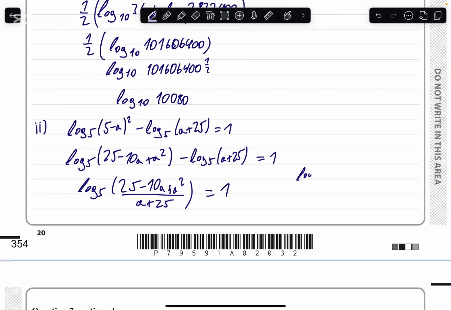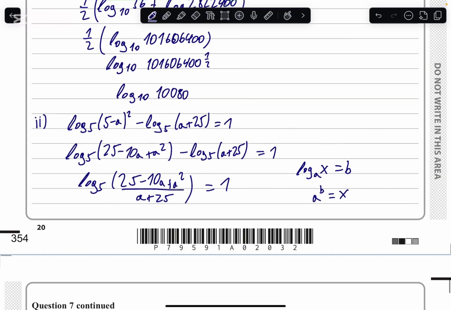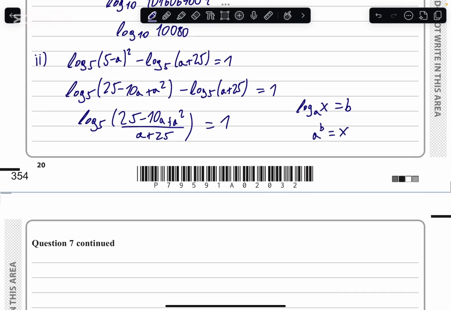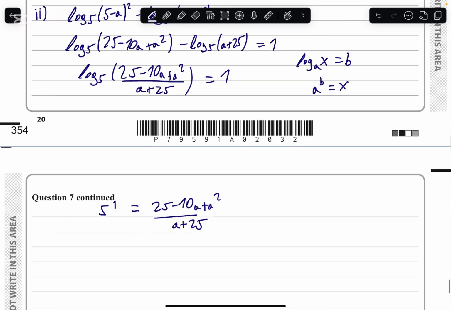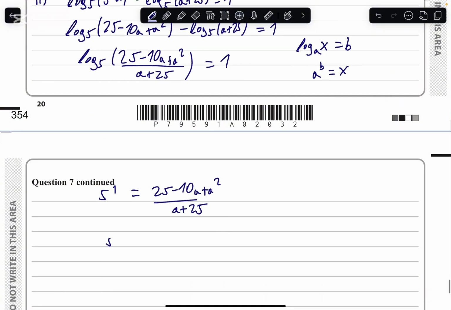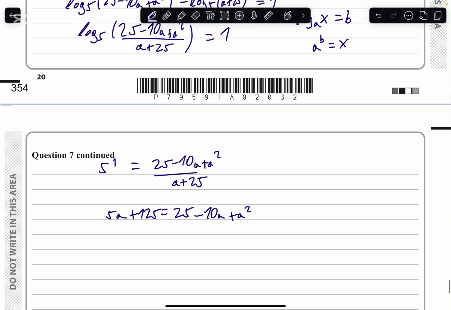When you have log of x base a is equal to b, that's the same as a to the power of b is equal to x. So that's how we can get rid of the logs. 5 to the power of 1 will be equal to (25 minus 10a plus a squared) over (a plus 25). Taking this to the other side, we'll get 5a plus 125 equals 25 minus 10a plus a squared.